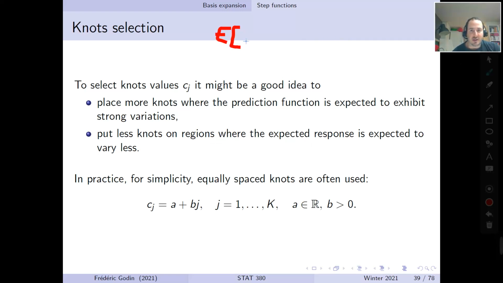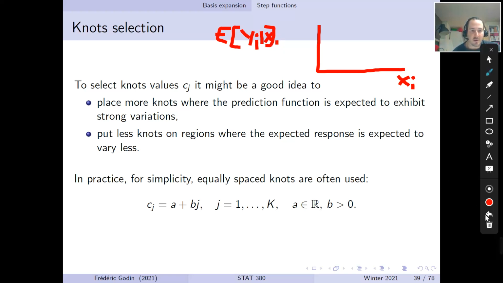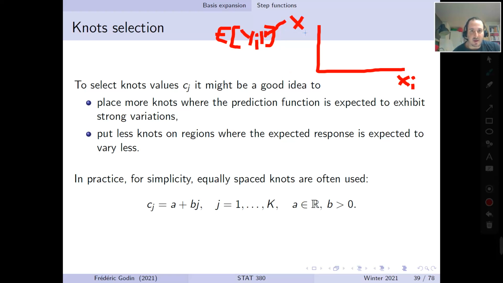Okay, so for example, if this is the expectation of y, and this is x, okay, I'll just write given xi, so we're general enough to consider the knots. So here inside the bracket should be xi, okay?